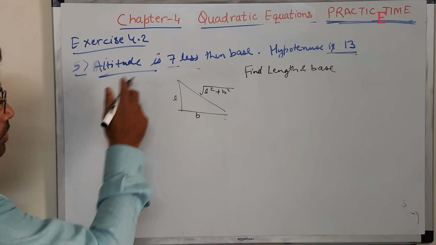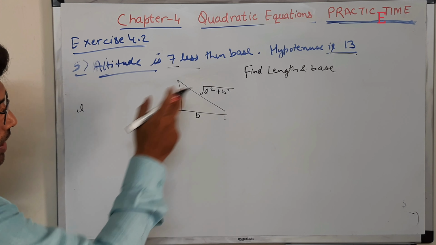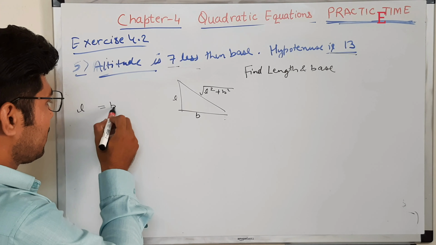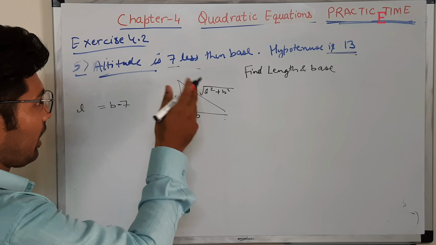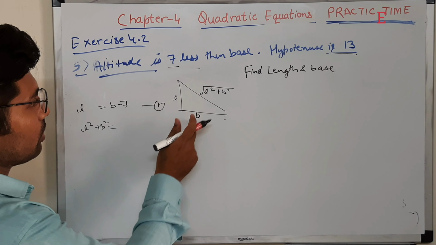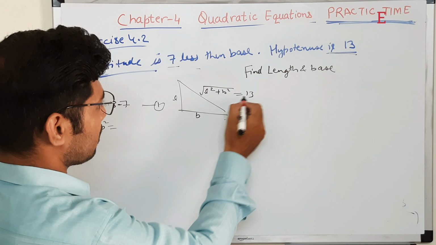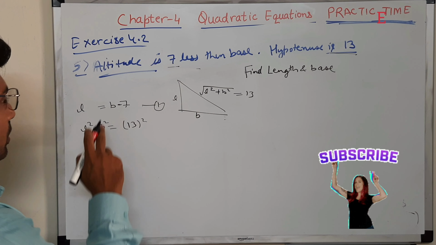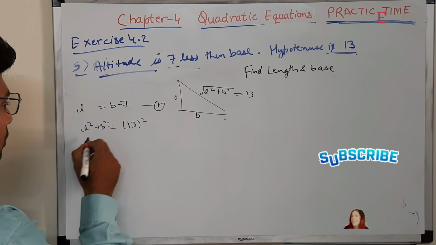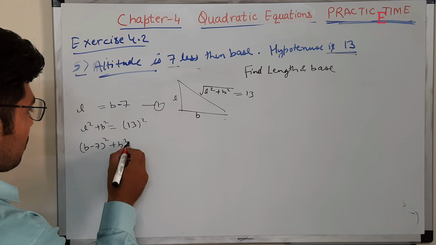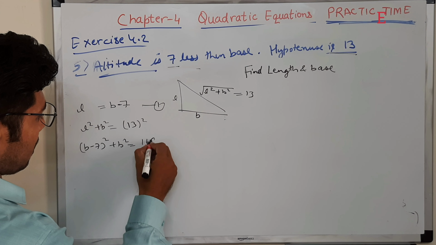So for altitude, for example, it's L and the base is B, so the altitude is 7 less than the base, meaning L is B minus 7. Okay, and the second condition is L square plus B square is equal to the hypotenuse square, which is 13 square. So put the value of L here in terms of B. You will get B minus 7 whole square plus B square is equal to 169.